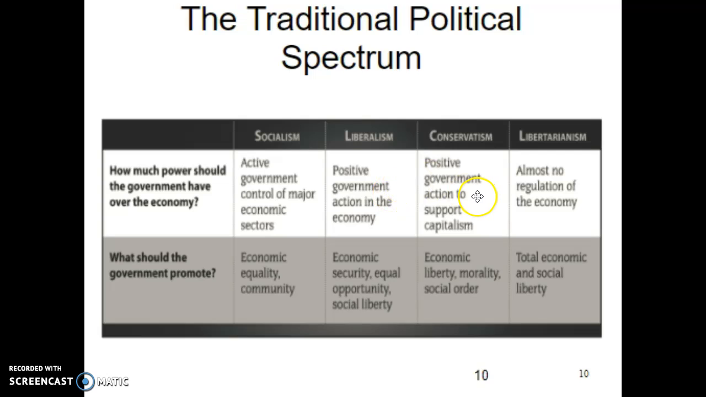liberalism says positive action in the economy, conservative, positive government action to support capitalism, libertarianism, almost no regulation of the economy. And then what should the government promote? When it comes to socialism, economic equality and also community. Liberalism, economic security, equal opportunity, social liberty. Conservatism, economic liberty, morality, and social order. And then libertarianism, total economic and social liberty. And so you can start to see the differences between these different ideas.